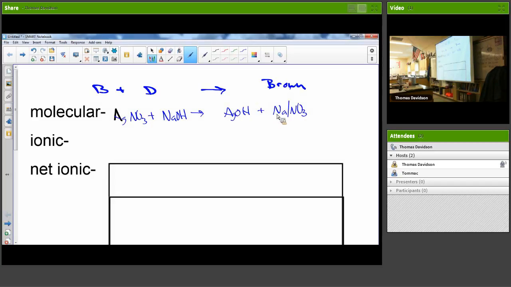All right, here we go. So the ionic, remember, all of these will be written apart. And everything was a plus or minus 1, so there's no balancing needed. Ag+ NO3- plus Na+ OH- goes to, this was my solid, right? AgOH solid plus Na+ NO3-. Whew, that was fun. NO3 is always a spectator, right?